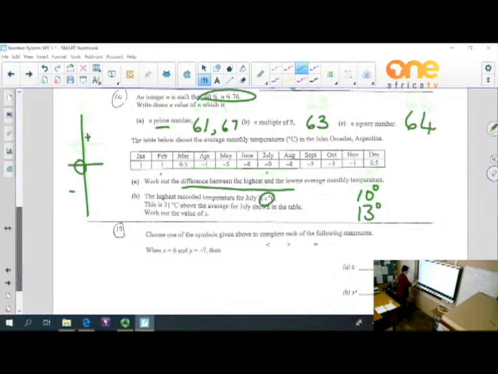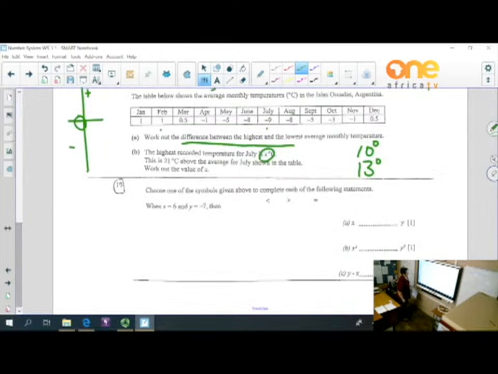Question 15. Choose one of the symbols given above to complete the statements. And now we've got X is 6, Y is -7. So obviously X is more than Y. 6 is more than -7. But now here we have to square them. So it is 6 squared. And it's vitally important that you substitute in brackets and the 2 is outside. Do it like this on your calculator. Otherwise, you're going to get wrong answers.